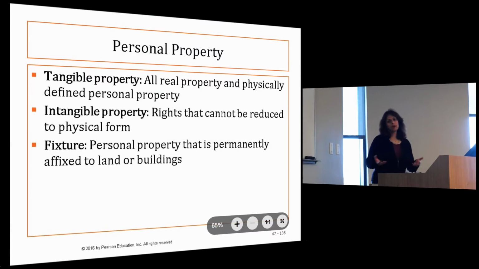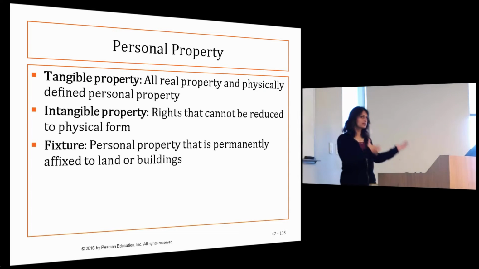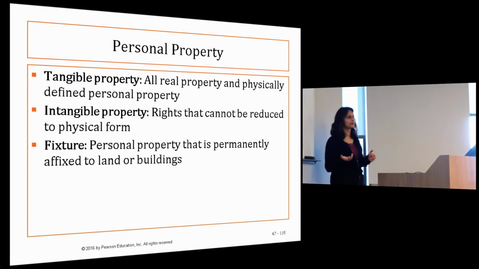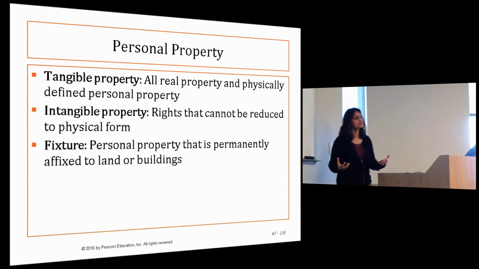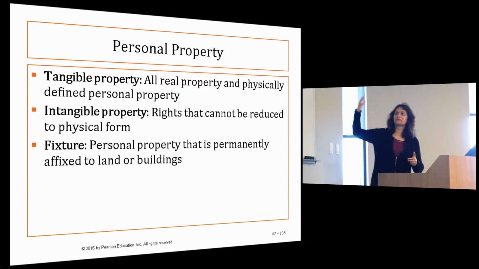When we think about property from a legal perspective, it comes in two forms: personal property and real property. The legal definitions are rather simple. I'll start with real property. Real property is about land and buildings, anything permanently fixed to buildings. And personal property is everything else, everything that is not real property.